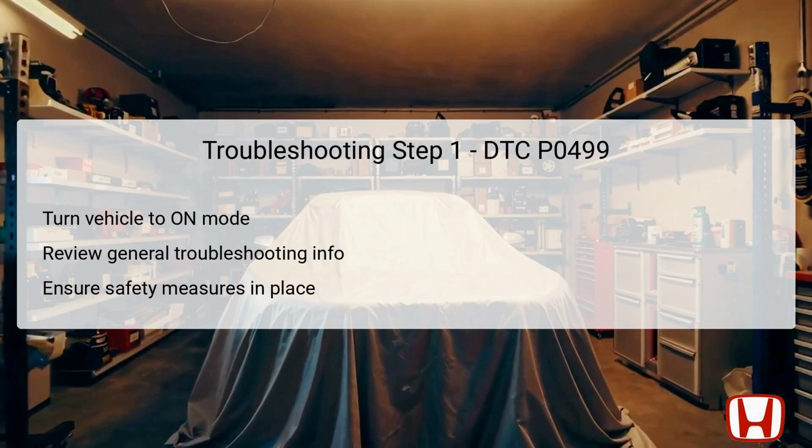In the first troubleshooting step for DTC P0499, the technician begins by turning the vehicle to the on mode, which activates the onboard systems without starting the engine. This method allows diagnostics without driving the vehicle, ensuring safety and compliance with manufacturer protocols. It is also crucial to review general troubleshooting information available for Honda vehicles, specifically concerning the EVAP system. This step assures that the technician is aware of any manufacturer-specific guidelines that may affect diagnostics.